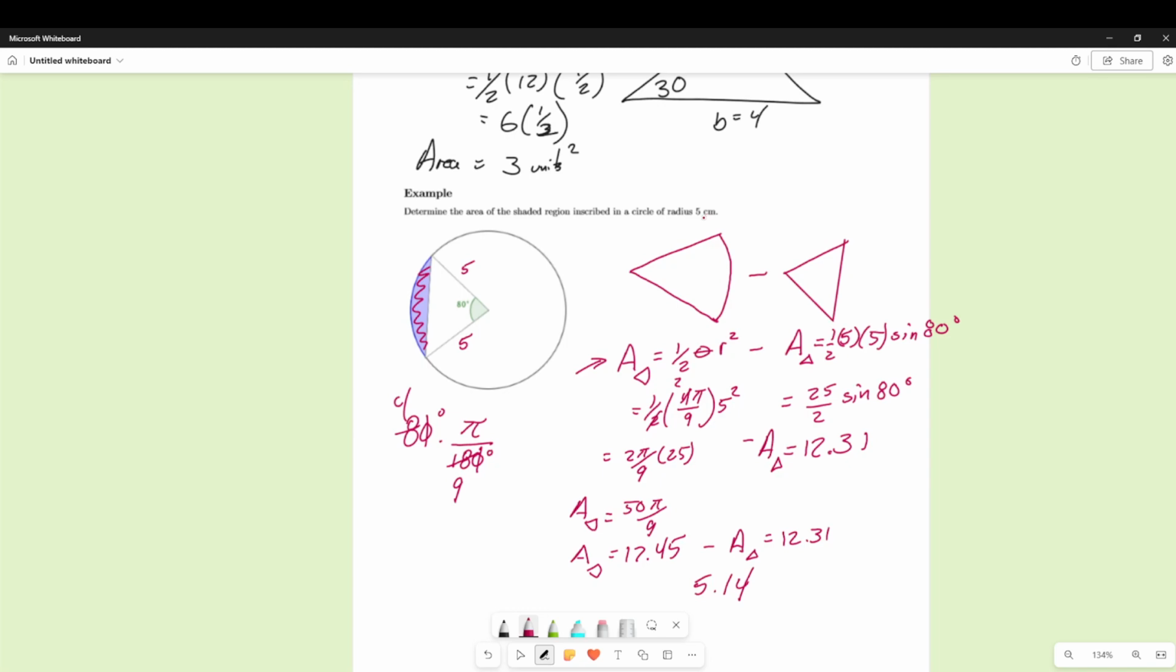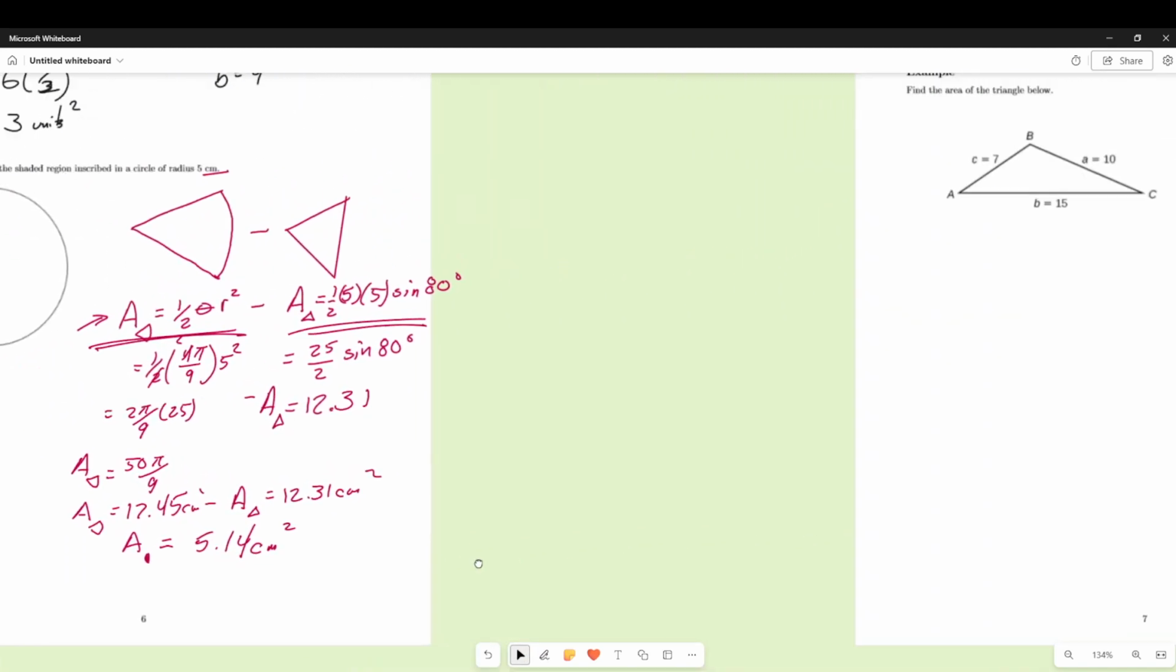And it was 5 centimeters, so these are both square centimeters. So 5.14 square centimeters is the area of that little shaded region. So a nice reminder or application for area of a sector, but then subtract the area of that triangle, and we can get that nice little hidden section. That's kind of a fun little problem.